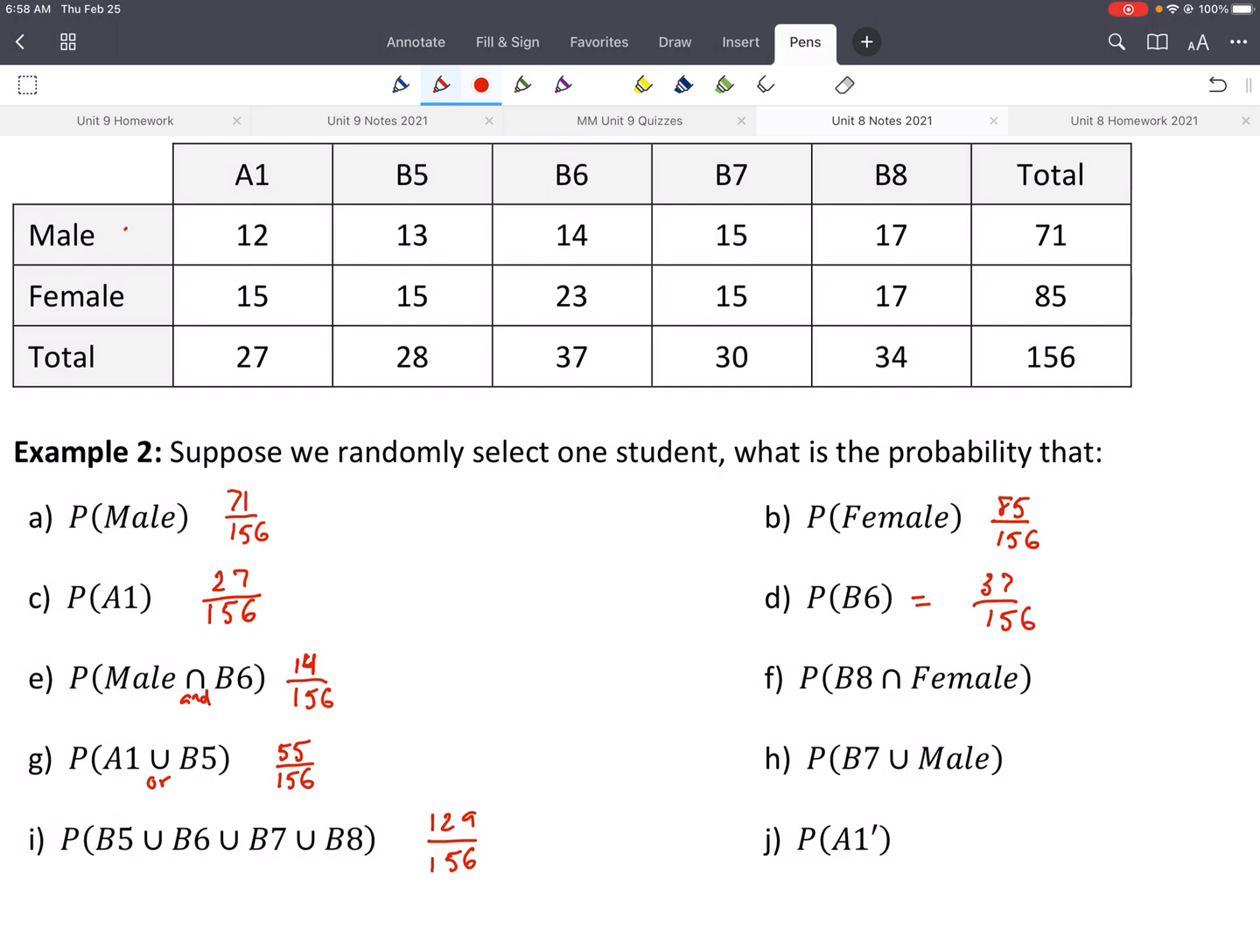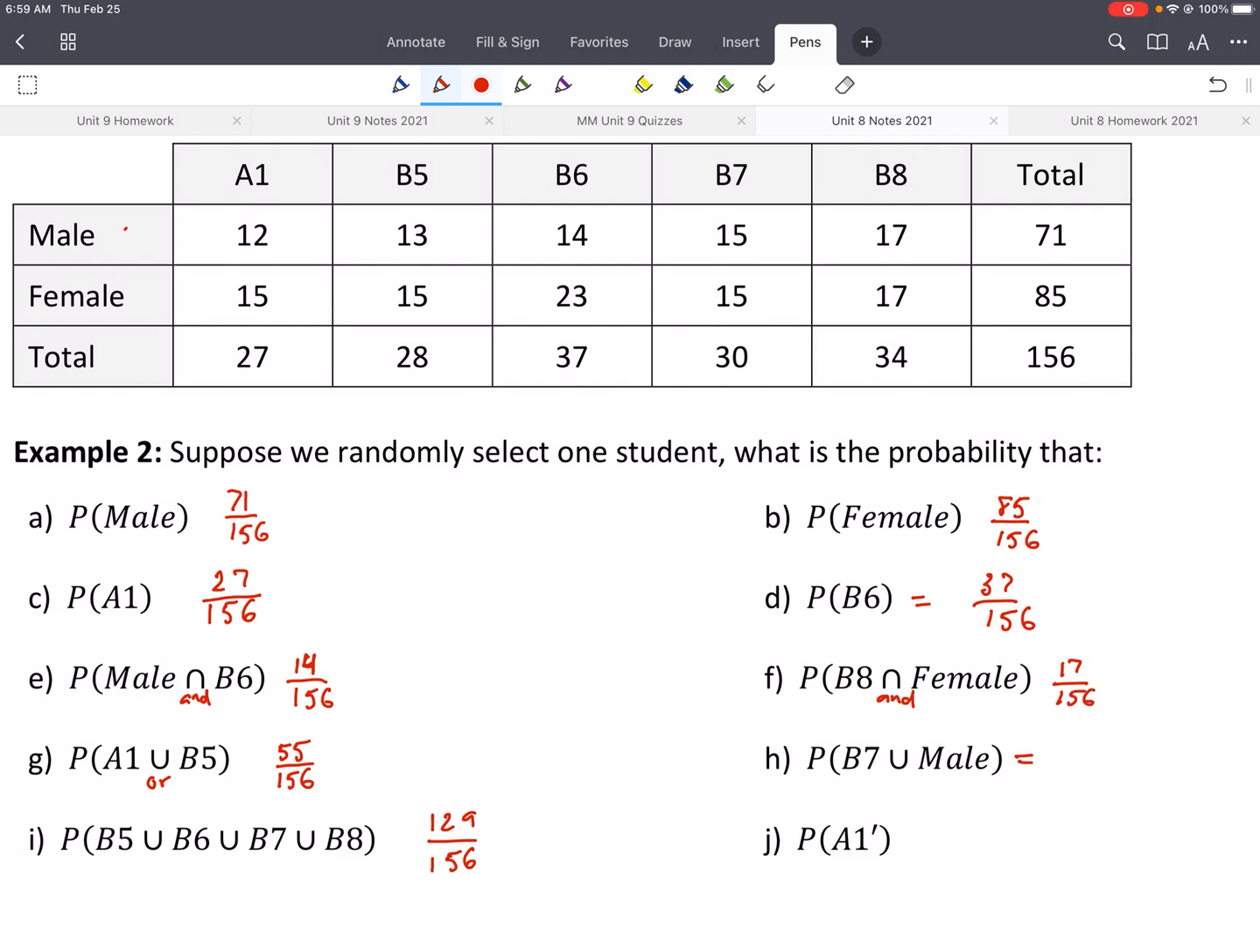What's the probability of picking someone in B8 and is a female? Again, this is like the intersection, so we would look at B8 and the females. What they have in common is 17. So 17 that we want out of the 156.